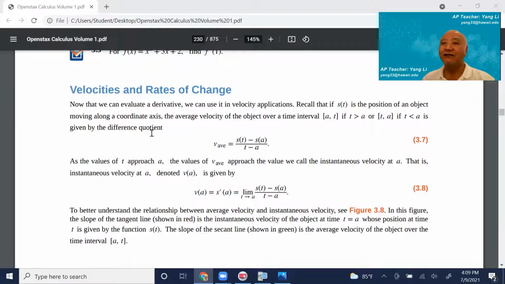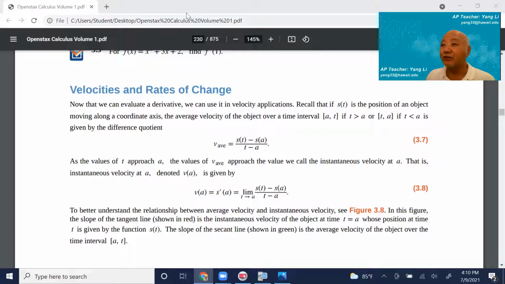Okay, today we'll talk about the topics about velocities and rates of change. Velocity is actually a concept of physics, and I got my bachelor's and master's in physics, so I'm especially interested in this part. The velocity and the rate of change are connected to each other, okay?